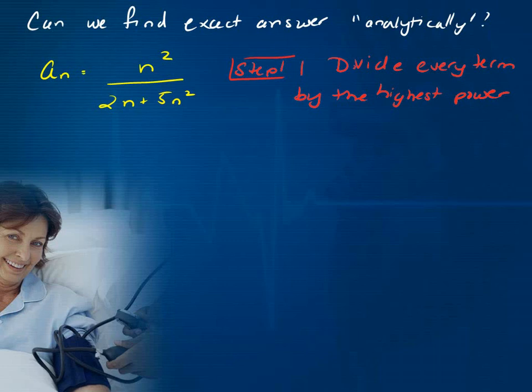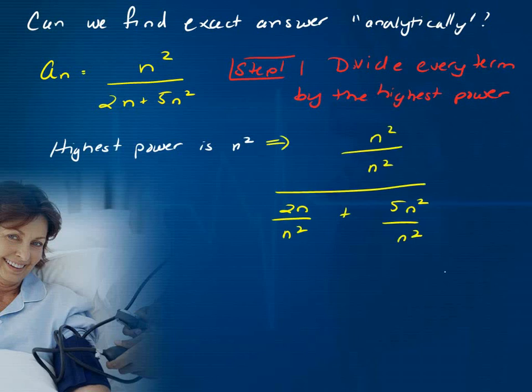So I take n squared. That's the highest power. And I divide every term through by n squared. I'm not changing the fraction at all because I'm really multiplying by 1 if I divide the same thing with every term. So highest power is n squared. I divide everything through by n squared. Those cancel, and I'm left with 1 over 2 over n plus 5.